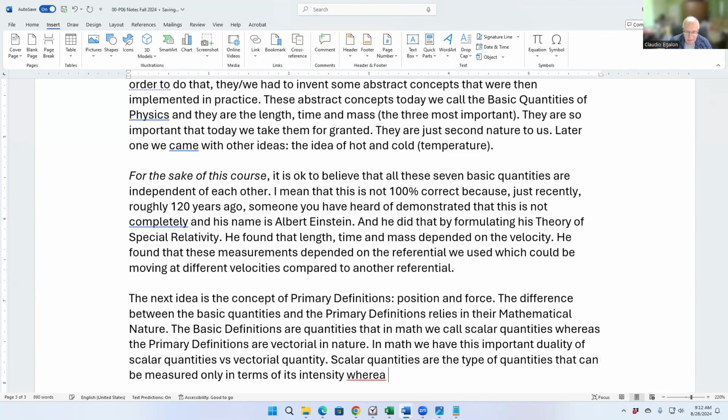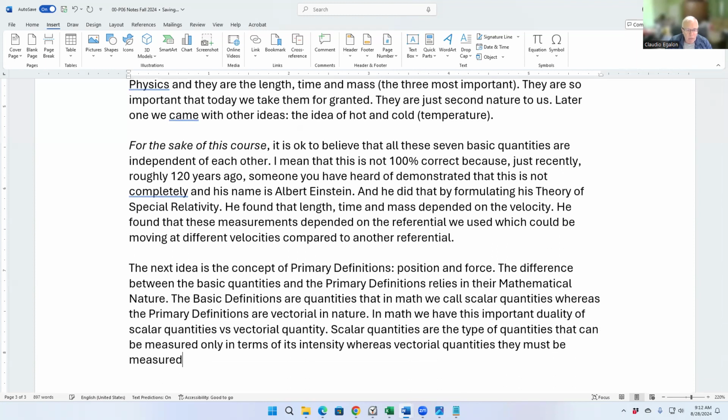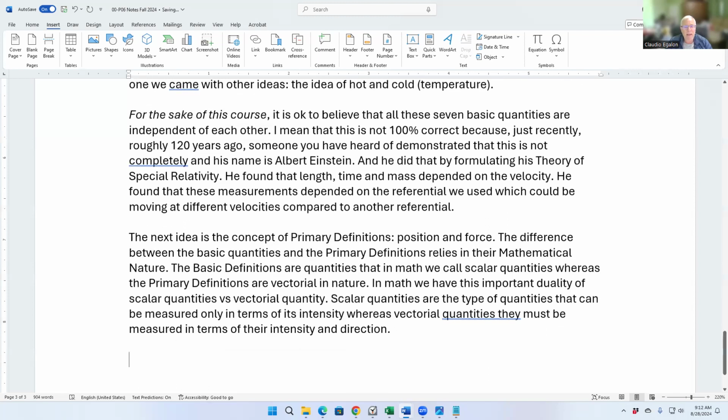Whereas vectorial quantities must be measured in terms of their intensity and direction. See the difference between vectors and scalars?